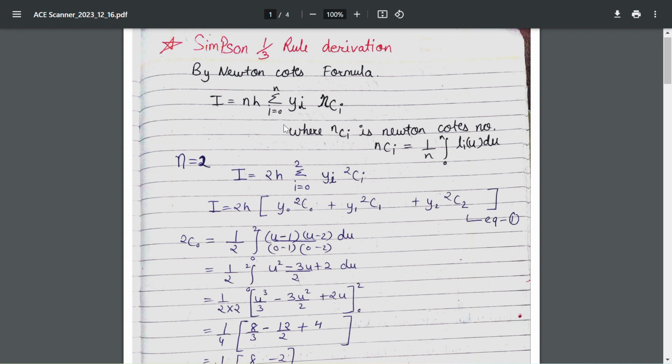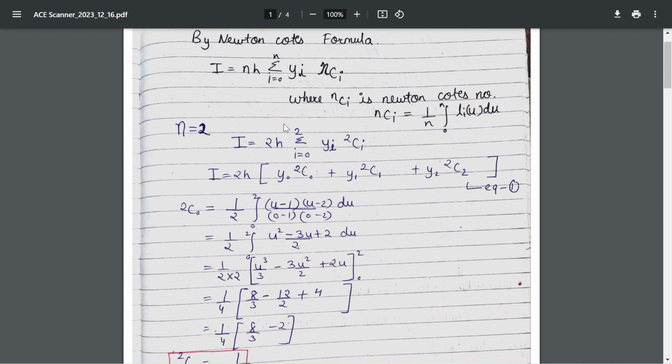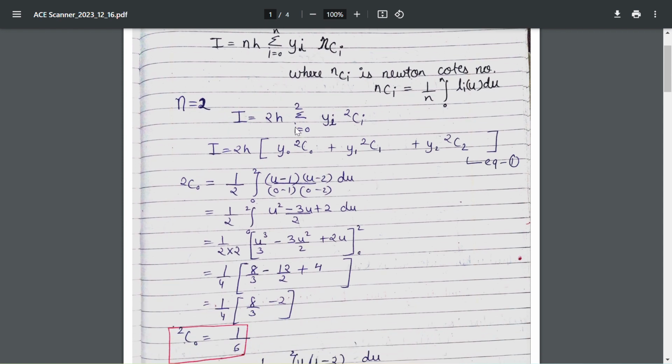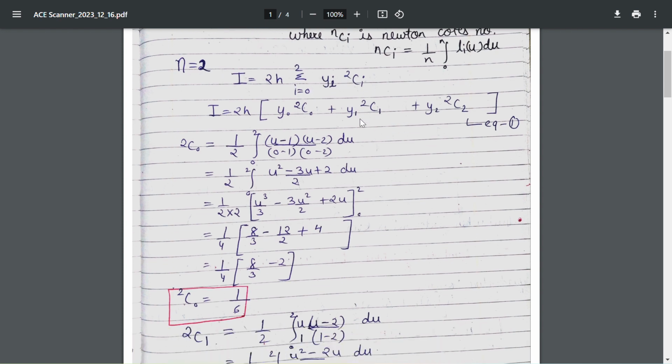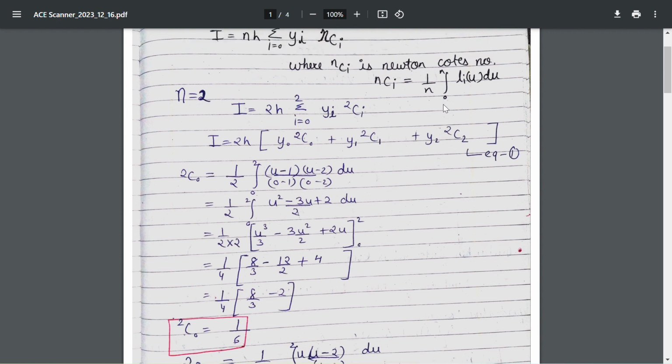So when we put n equals to 2 in Newton's Cotes formula, we get I equals 2h summation i equals 0 to 2 y_i 2C_i. Now we will open this summation i equals 0 to 2. Then we get y0 2C0 plus y1 2C1 plus y2 2C2, and we will name this equation number 1. Now we will find 2C0, 2C1 and 2C2 by the help of Newton's Cotes number formula, which is NC_i equals 1 upon n integral 0 to n L_i(u) du.